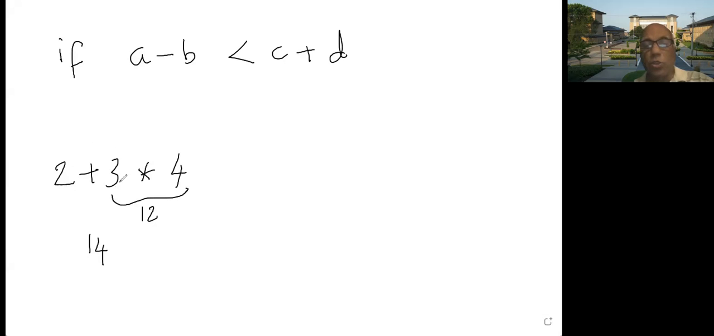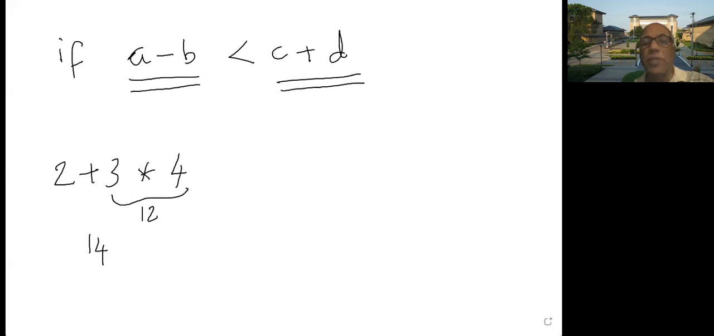The answer is not 20. 2 plus 3 is 5, 5 times 4 is 20, but the answer is not that. It is 14 because 3 times 4 is done first. Similarly here, what gets done first? Does it do the comparison first? The answer is no. It does the arithmetic first.